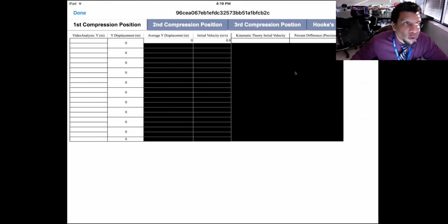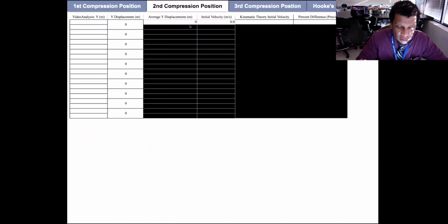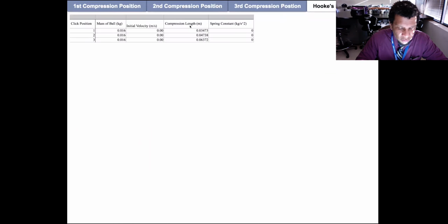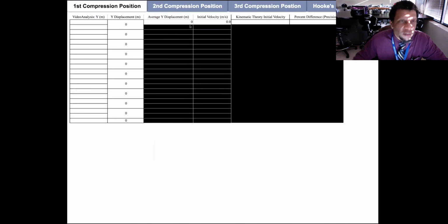We have our first compression position. So this is some of the work that we did in the last experiment. And we have our second and our third, and then we have Hooke's Law. I want to look at the initial velocity that's produced, and compare it to the kinematic theory initial velocity that we have for the first click, the second click, and the third click. You guys did this in experiment number 5, and you also did it for the midterm initial velocities.